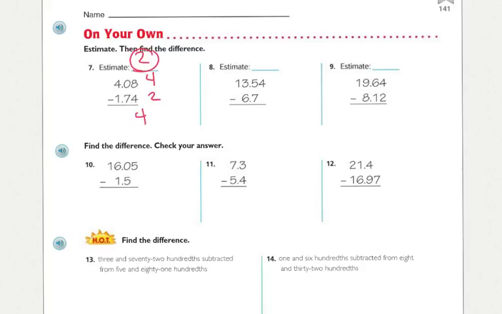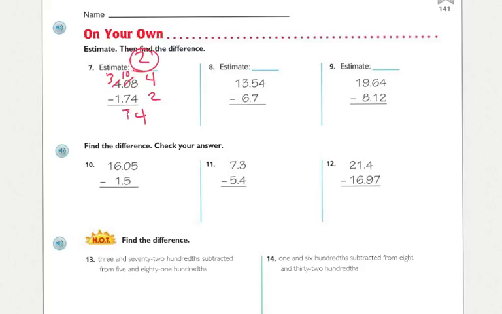I can't take the 0 from the 7, so I'm going to have to borrow. I'm going to take from my ones position. I'm going to have 3 ones now, and then I'm going to have 10 tenths.